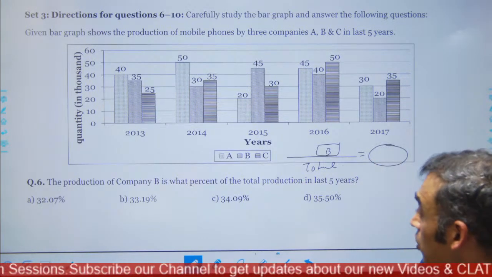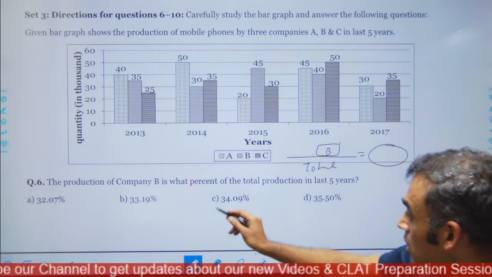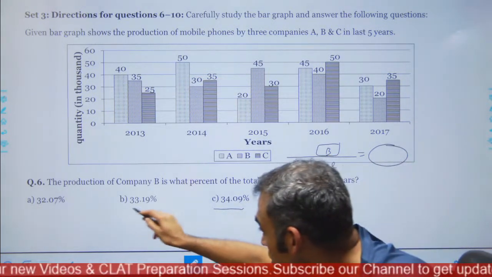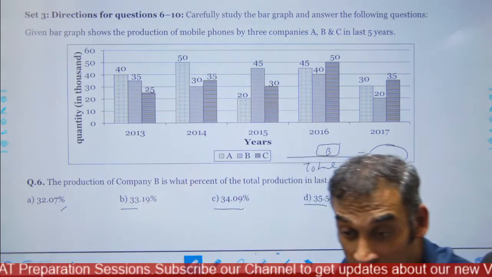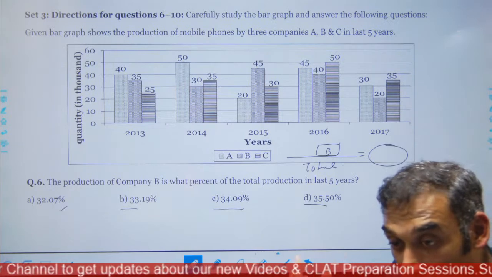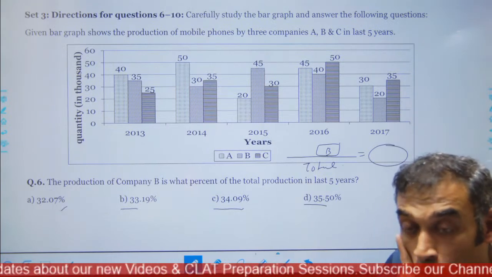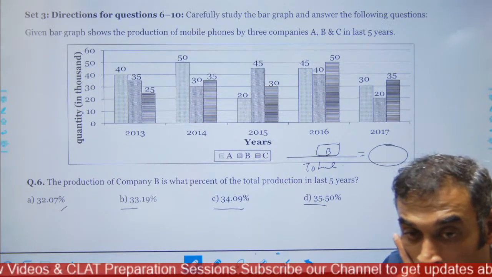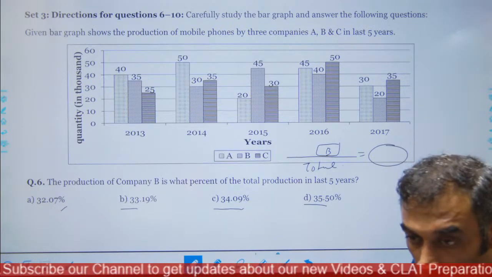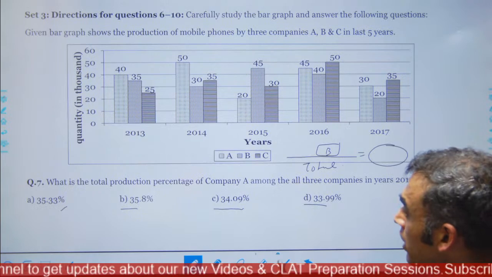See, the options are very close here. If you look at the values here, one is 34.09, one is 35.5, there is 33.19, 32.07. So it's a very, very close option. There's not much room to play around in questions like this. So you have to be very cautious when you're solving. All right? Understood? So let's move to the next one.